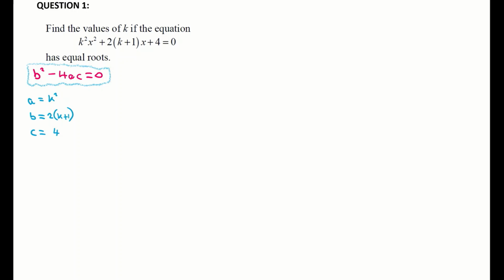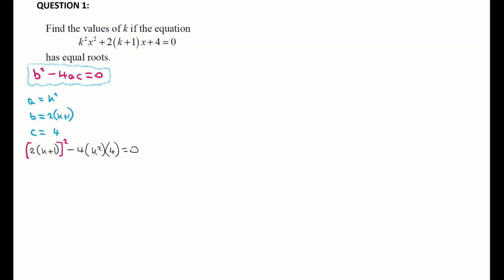Now I'm going to fill in my quadratic part, my b squared minus 4ac equals 0, and solve that. My value for b is 2k plus 1, so I'm going to sub in 2 bracket k plus 1. I'm squaring that, so I'm going to put that into another bracket, making sure that I square it. I'm now going minus 4 times a. My a is k squared, and then I'm multiplying that by my c, and my c is 4. And that is all equal to 0.